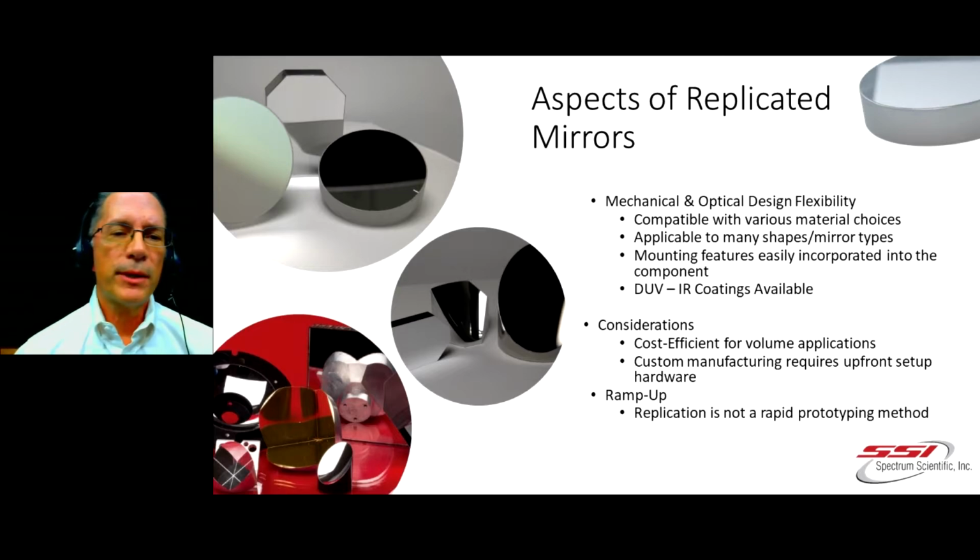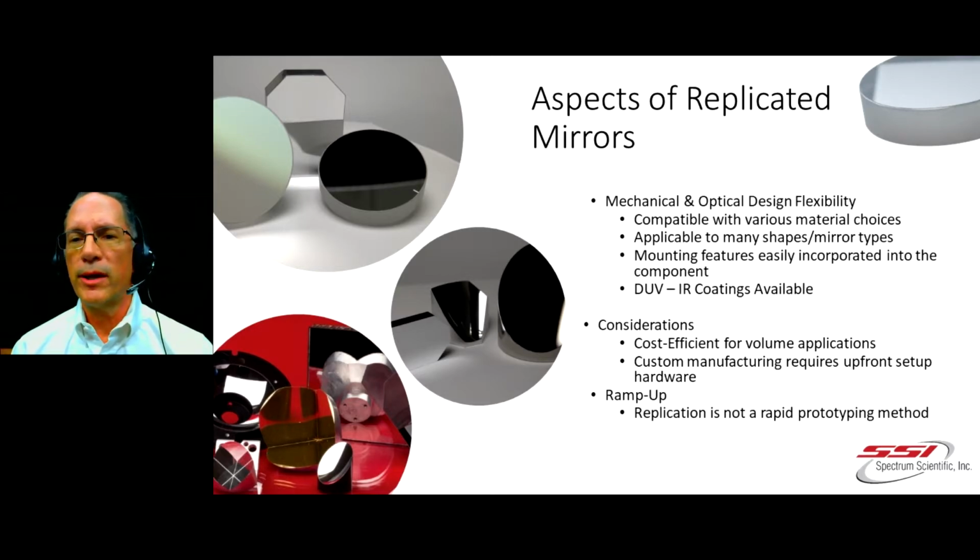Deep UV applications is really where the replication process can help. As you know, in the infrared, many times diamond turned optics are fine for the infrared, near infrared, but for deep UV and visible applications, the periodic structure is a problem. So replication can help there. We'll get into that a little bit more. We have some good examples of that as we move on.